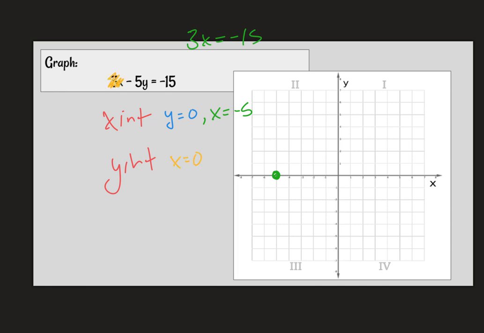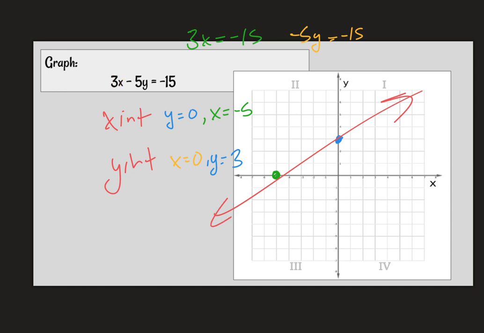So negative 5y equals negative 15. That's when y equals 3. Right there. And now there's our graph. Pretty easy if you ask me.